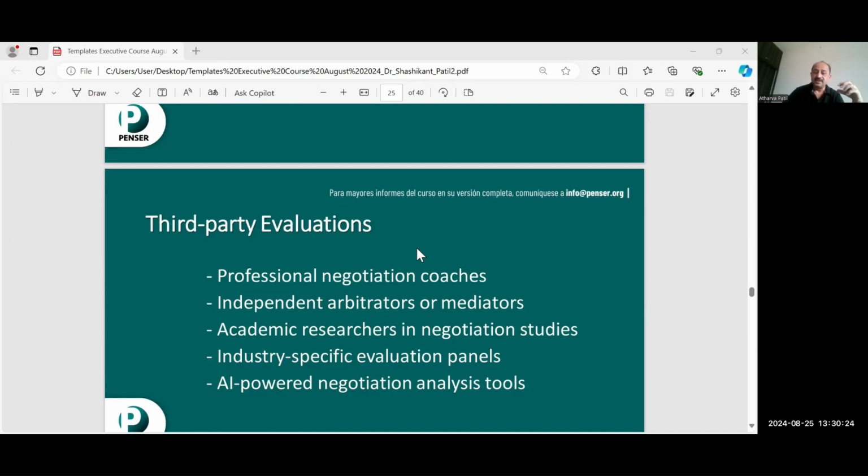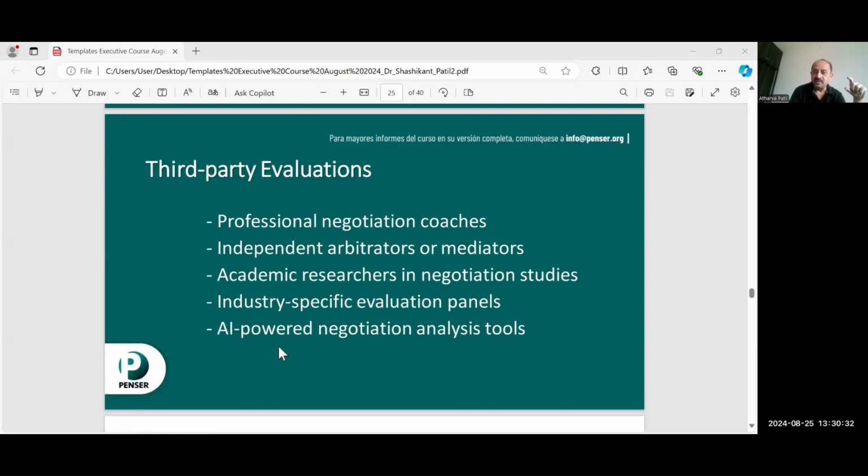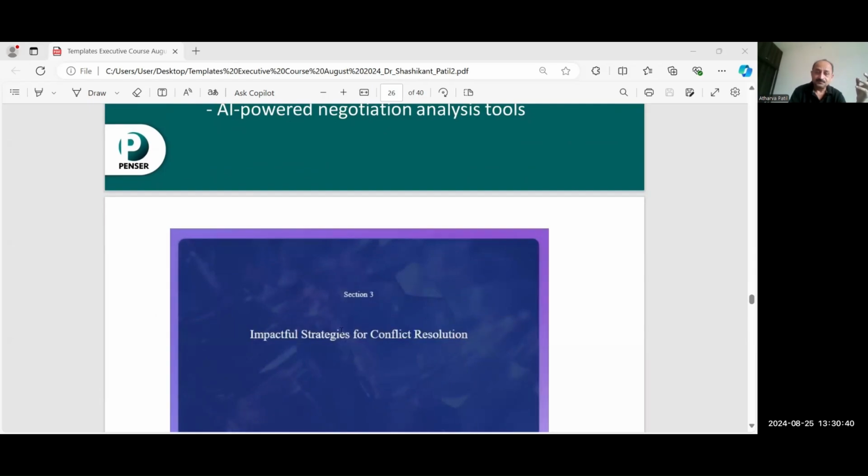Then you have to see to it that you organize industry-specific evaluation panels and take their inputs. And the last one is very important: nowadays everywhere AI is a buzzword, so AI-powered negotiation analysis tools. If you can incorporate them, definitely it will help a lot.